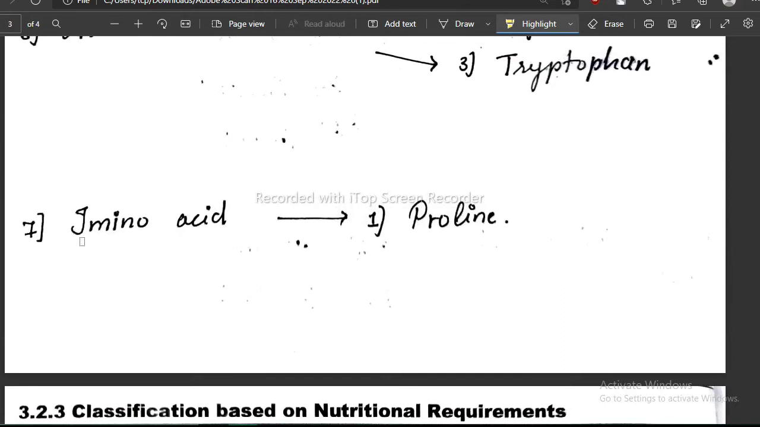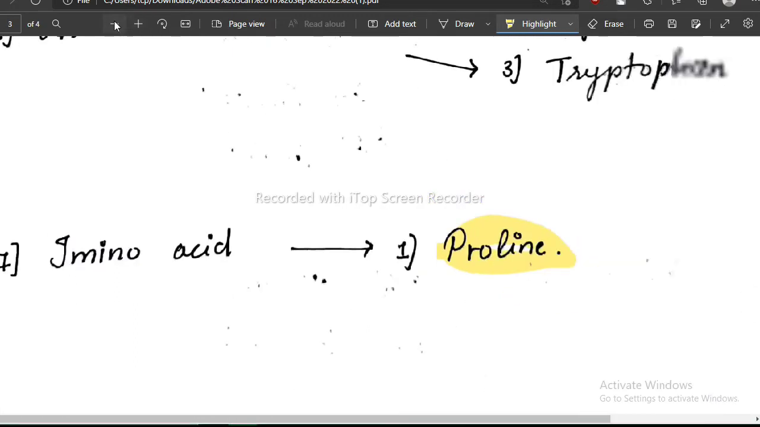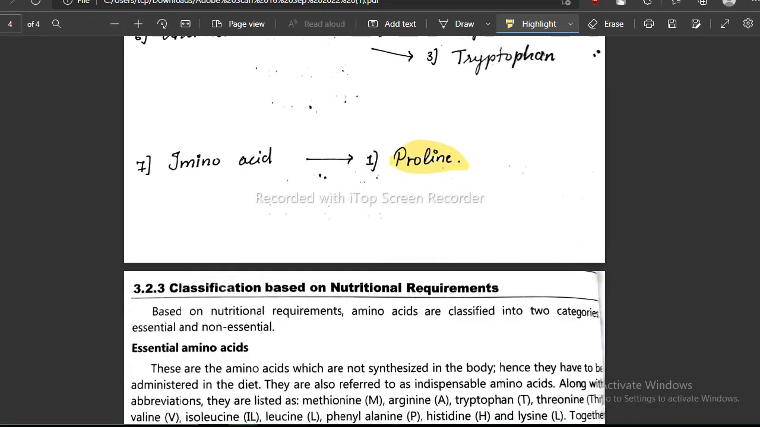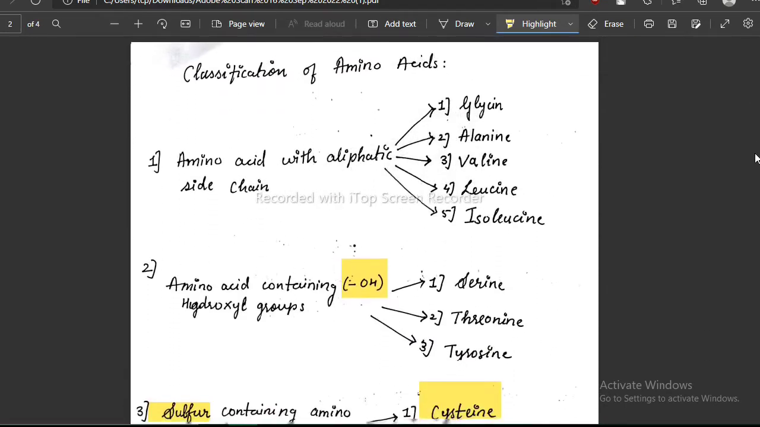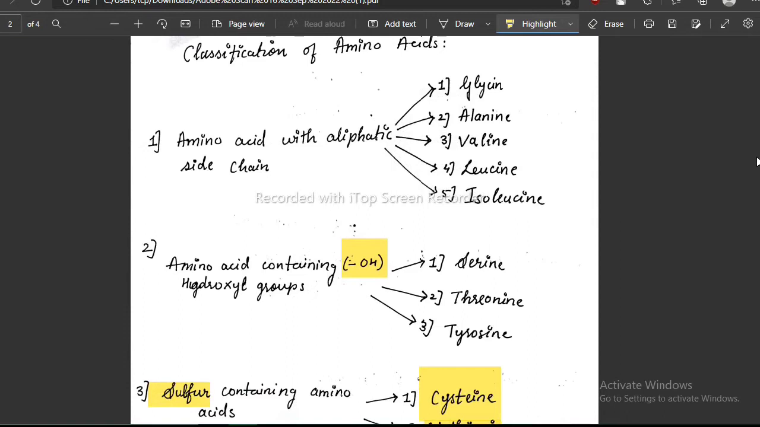The last classification is imino acid. The example is proline. Proline is the only example of imino acid. So this was the classification of amino acid. If you want to take a screenshot, you can pause the video and take a screenshot of this classification.